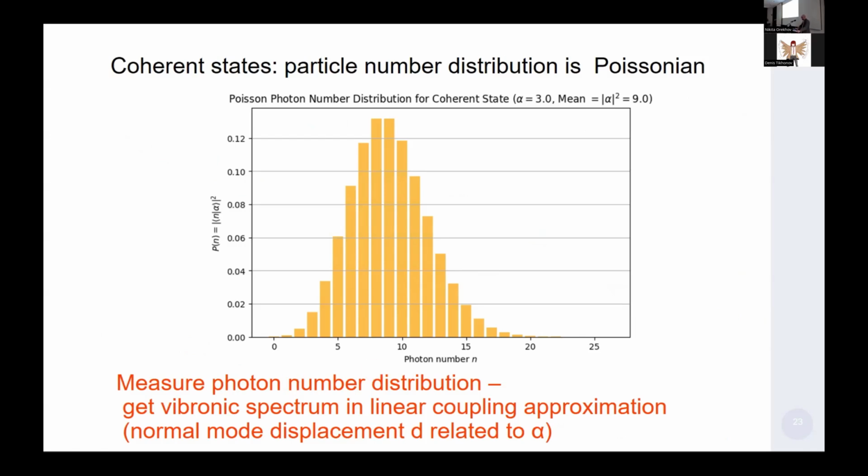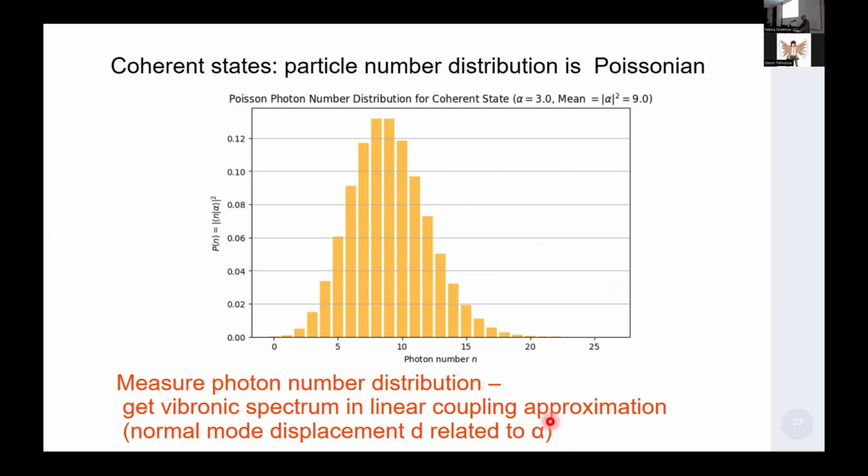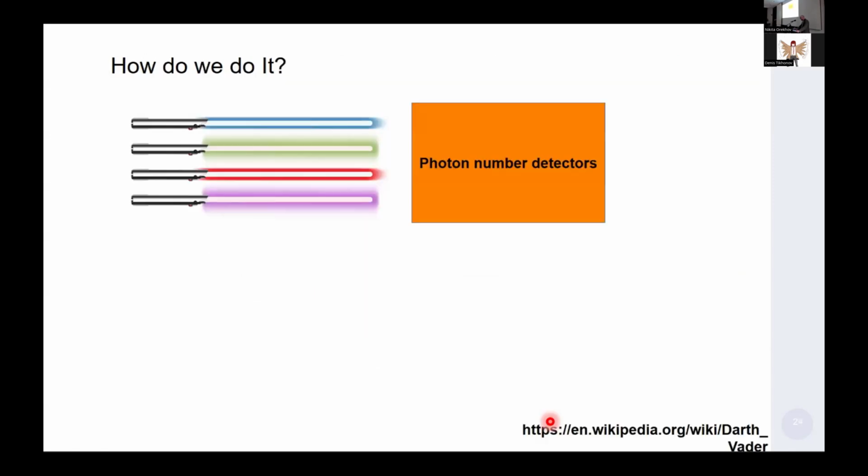And the linear coupling parameter, displacement, is related to this A in quantum optics. Later, I will also use the letter B, and it's a confusion, but they're all related to one another due to interfield cross-fertilization. Let's put it like this.